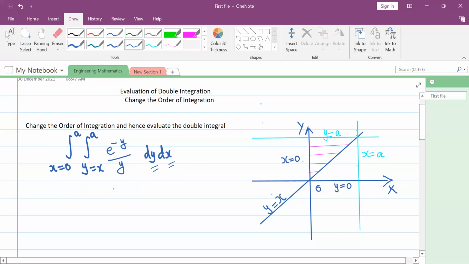Now, if I do the integration as it is, my resultant integral will be complicated. So I'm going to change its order. While changing the order, if the limits of the variables are constants, that is, all the upper and lower limits are constants for both the variables, then I can change the order as it is, together with the limits, so that evaluation of the double integral is easy.